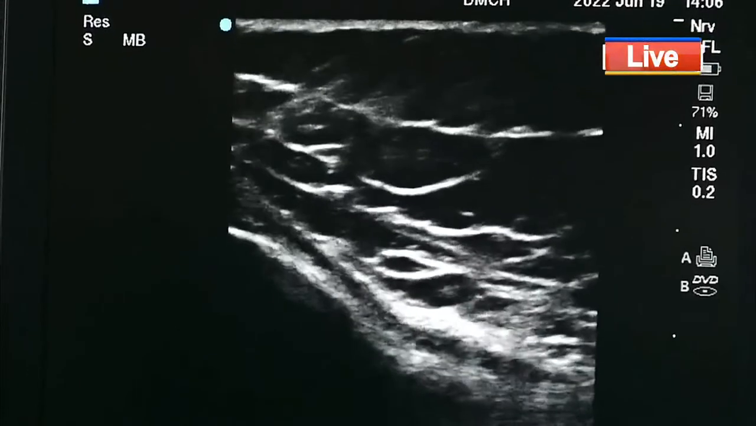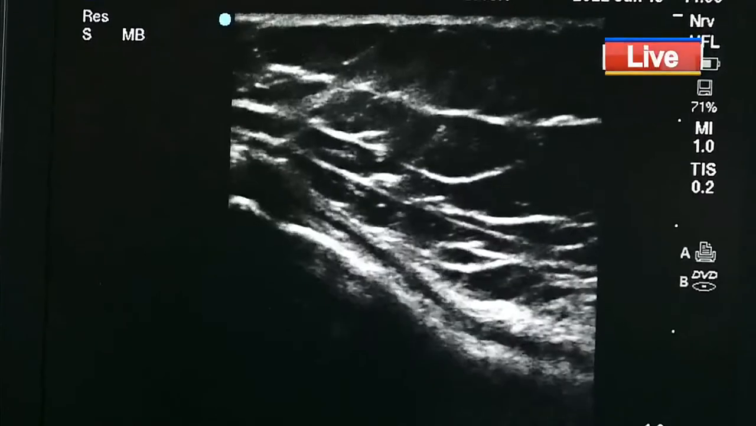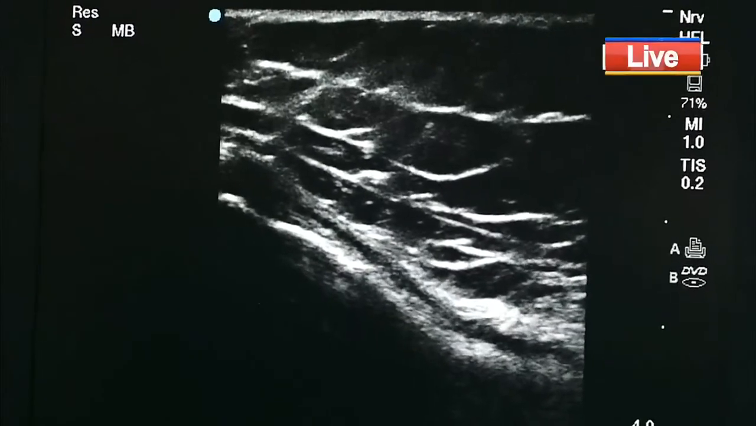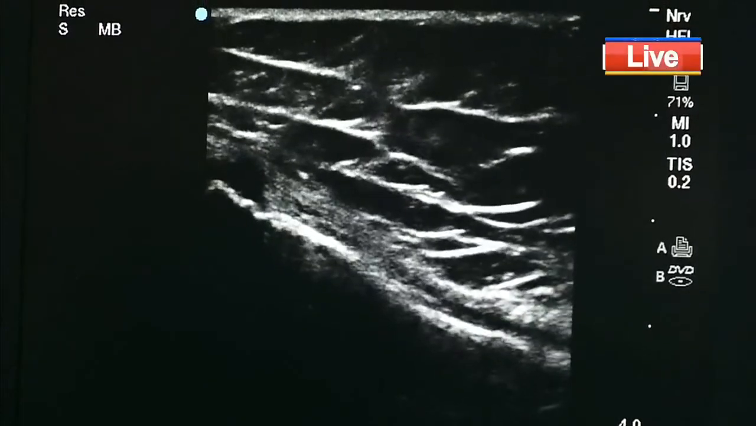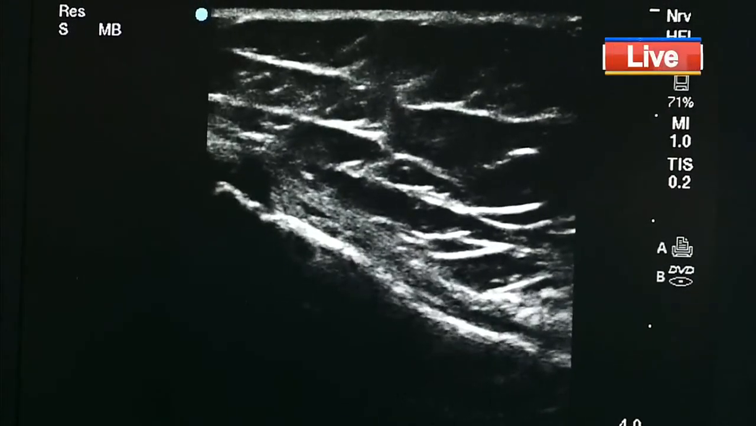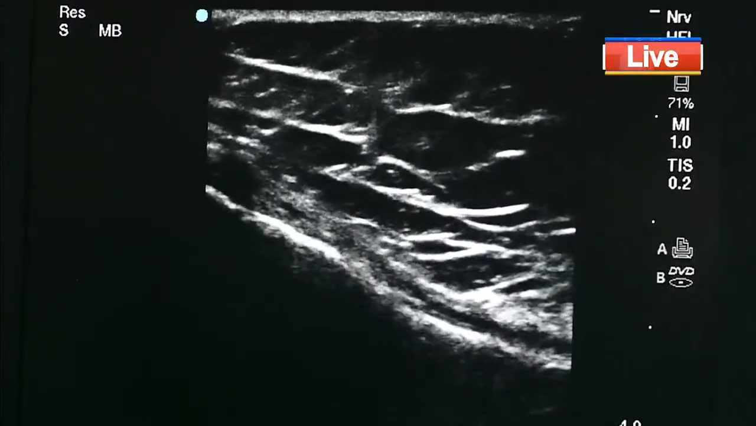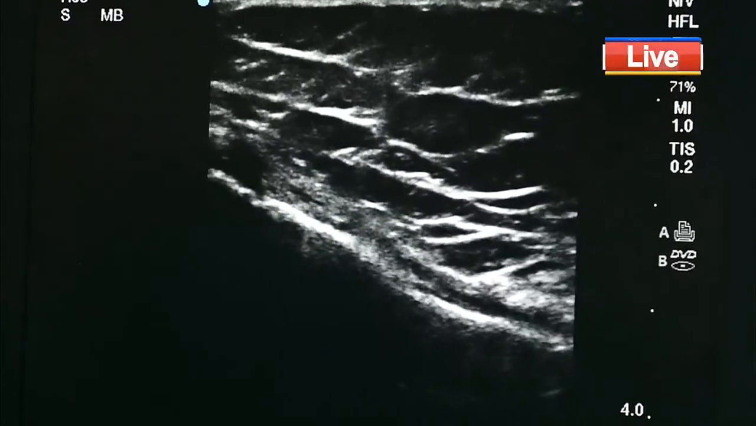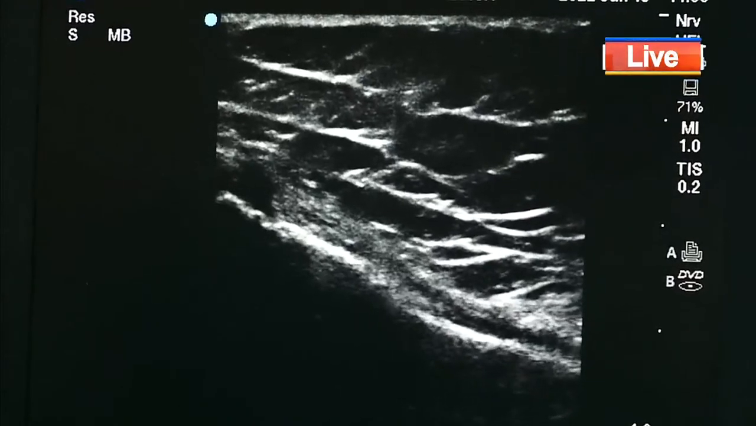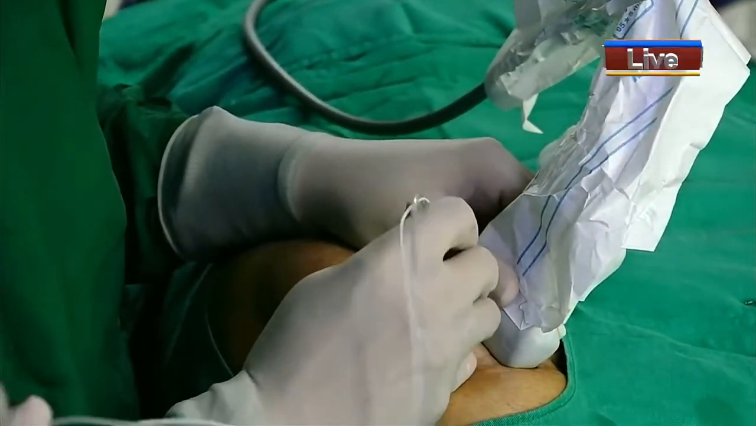Many times while you give a local, you are at a loss. Sometimes you don't get it directly with the first needle only. You must see the pulsations again before you attempt to put in your needle. Now you can see the pulsations again. This again is out of plane.